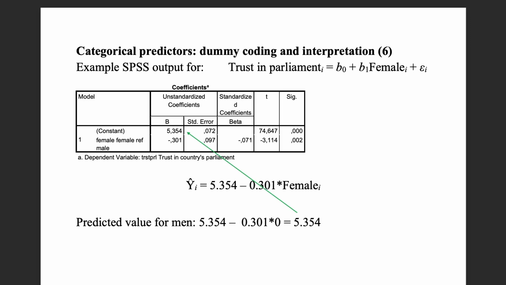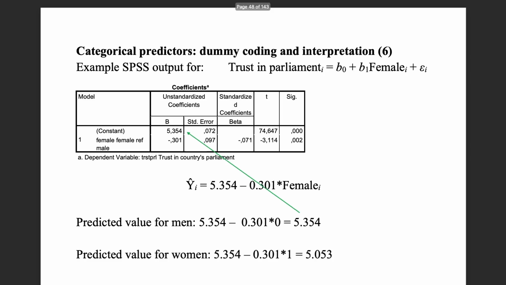You can drop it out of the equation. So in other words, the predicted value for men is simply the constant. Why? Well, because we picked men as the reference category in this example.